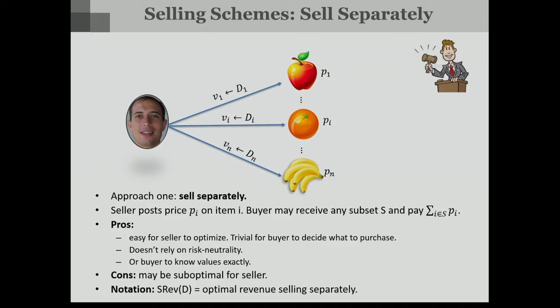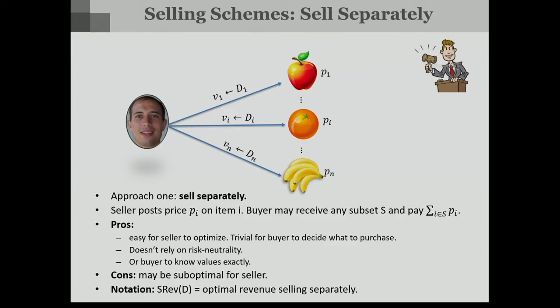Okay, now the pros to using a scheme like this is that it's actually very easy for the seller to optimize over all schemes like this. And it's really trivial for the buyer to decide what he wants to purchase. He just has to visit each item and figure out, is my value larger than the price or not? What's also nice is that predicting what the buyer will do doesn't rely on risk neutrality because there's no randomization. And the buyer doesn't even need to know his values exactly. So as long as the buyer is able to make one binary comparison, then you can accurately predict what he will purchase.